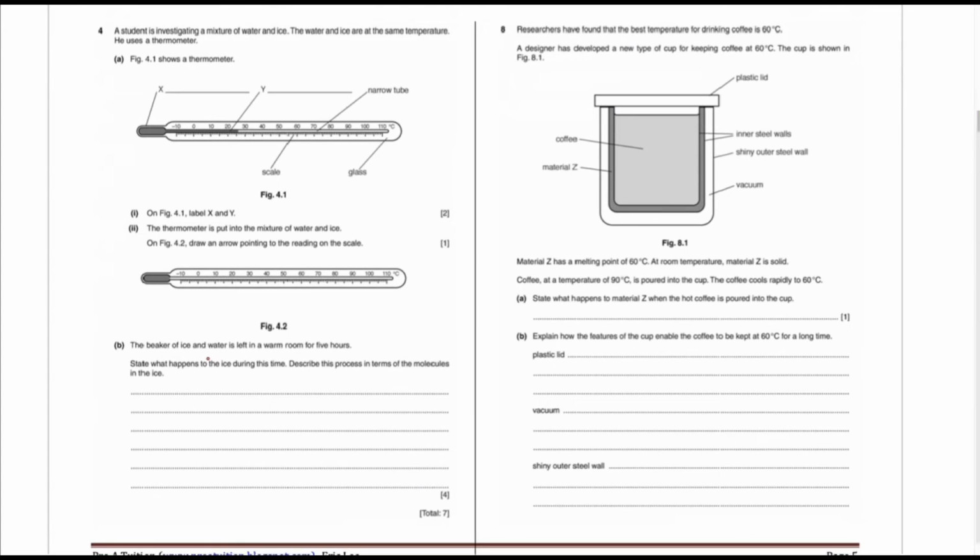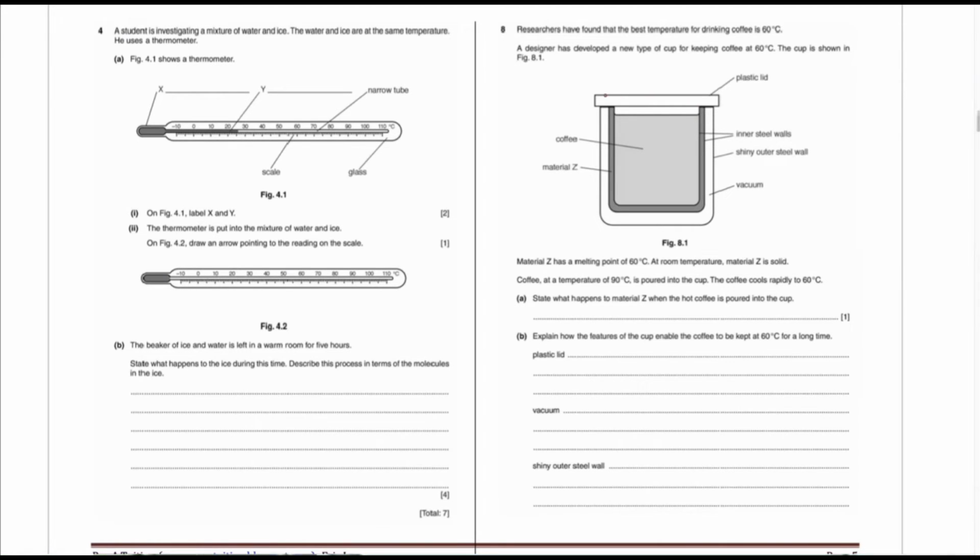Okay, so we are going to discuss through the question on the right-hand side. Researchers have found that the best temperature for drinking coffee is 60 degrees Celsius. A designer has developed a new type of cup for keeping coffee at 60 degrees Celsius. The cup is shown in figure 8.1. So let's take a look.